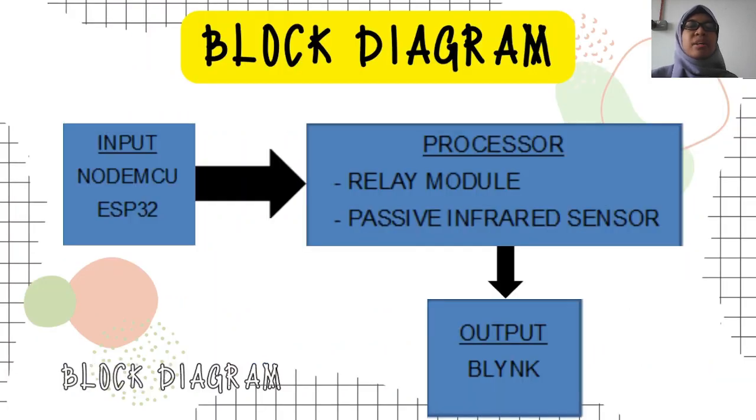Okay, next is the block diagram. Firstly, the input is the MCU, that is the controller, the microcontroller ESP32. For the processor, I will use the relay module and also the passive infrared sensor, and the output is the Blynk app.